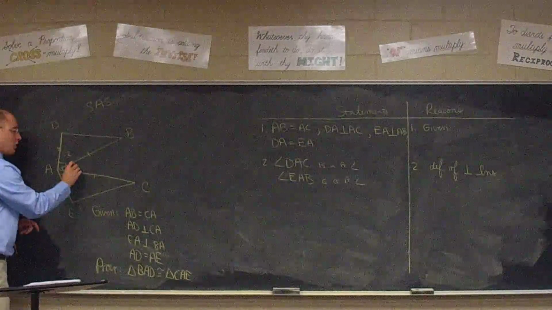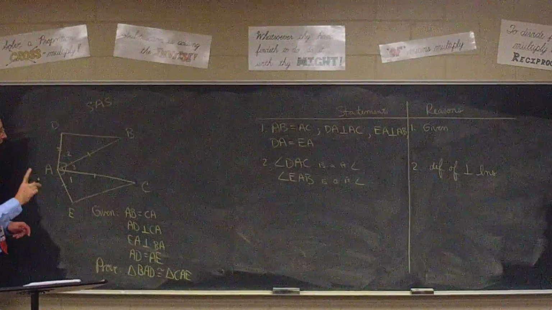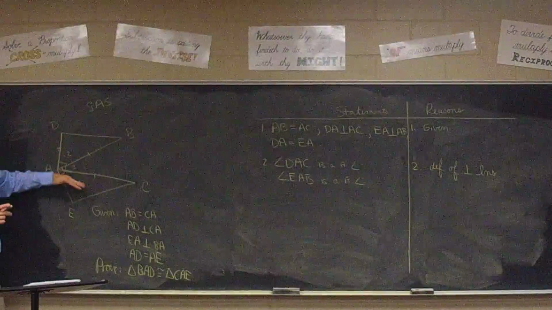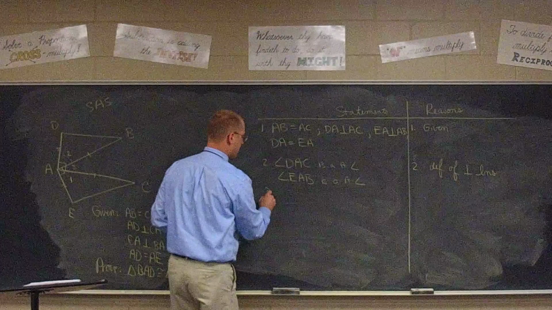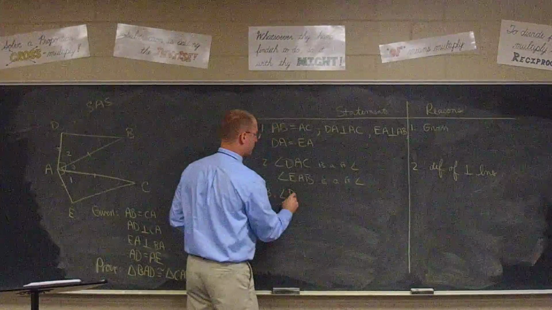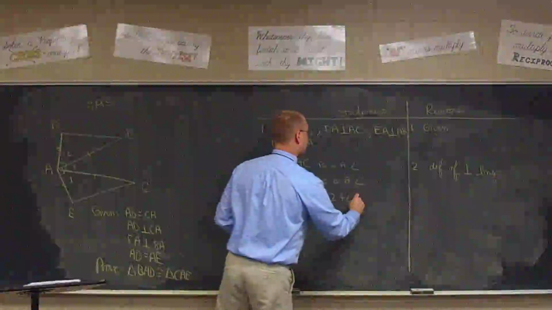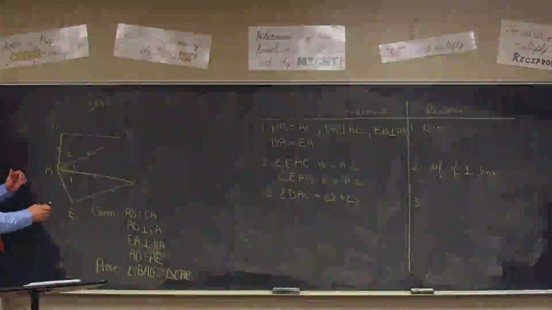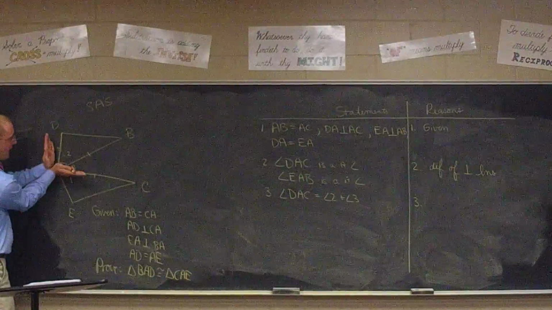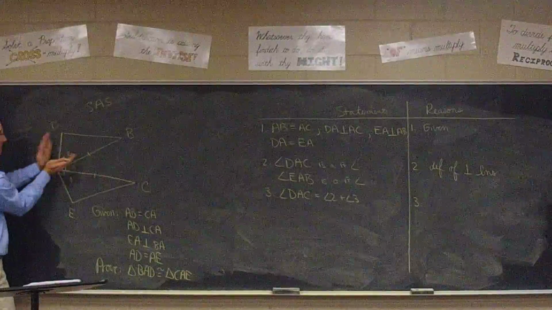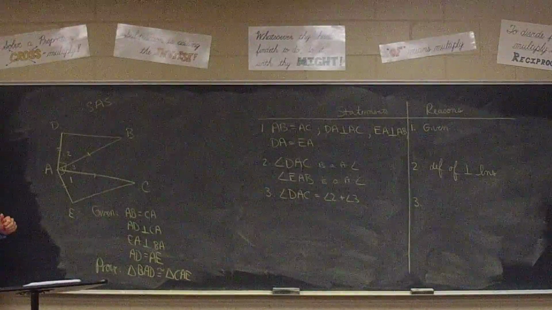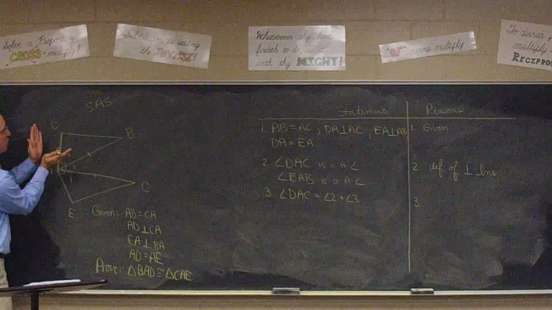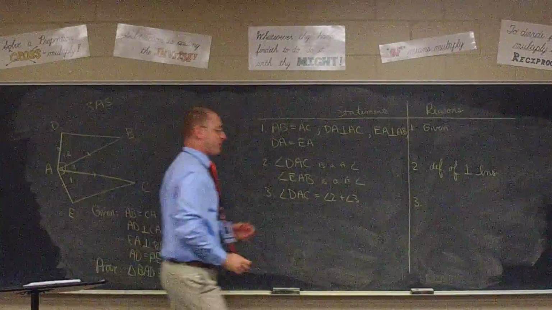I'm going to go ahead and come right here and call this angle 3. I know this, that DAC is 2 and 3 added together, correct? How do I know that angle DAC is angle 2 plus angle 3? Because of the definition of... How do I know that this whole angle is equal to these two parts added together? The whole is equal to the sum of all its parts.